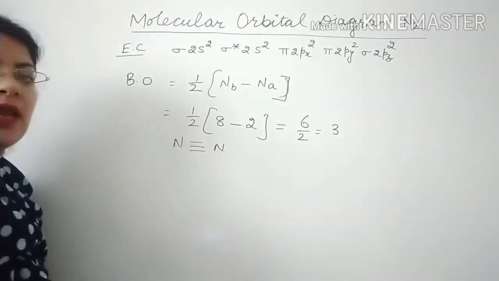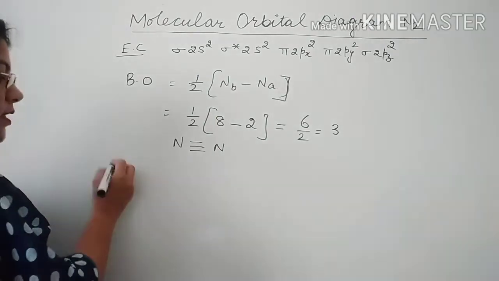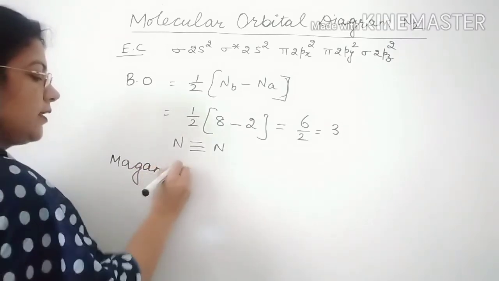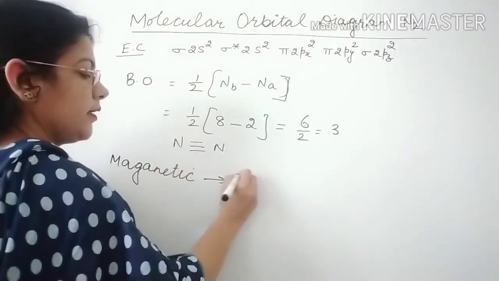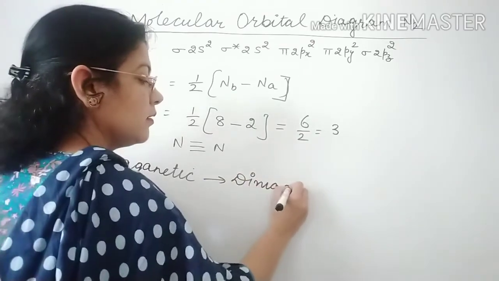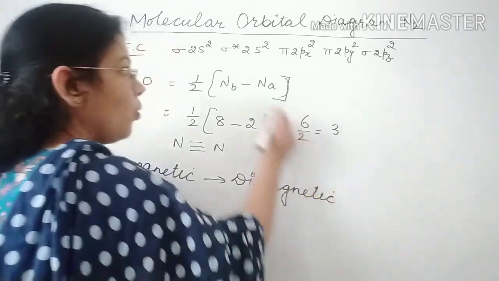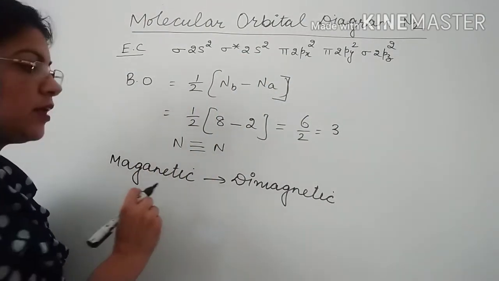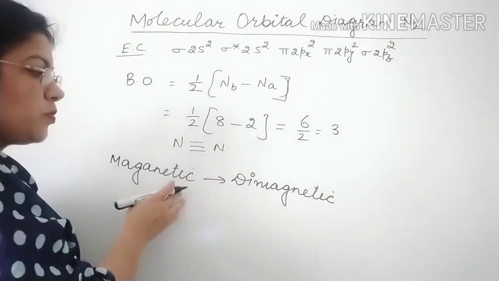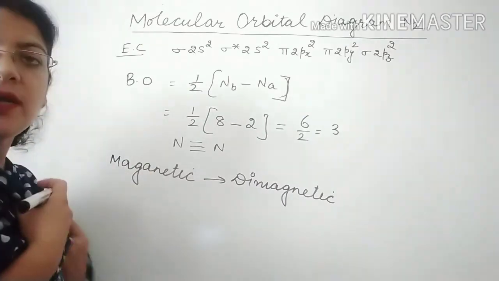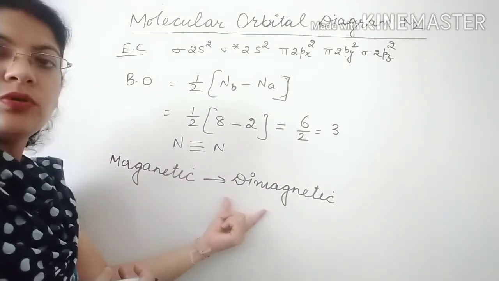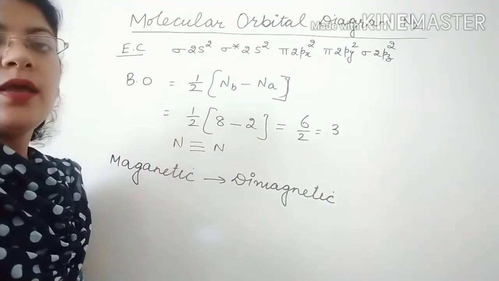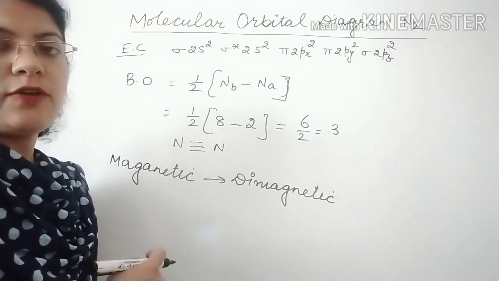And the last characteristic that we have to find is the magnetic character, and its magnetic character is diamagnetic. Why is it diamagnetic? As it has all the electrons paired. No single unpaired electron is present, so its magnetic character is diamagnetic. Diamagnetic means when it is put in an external magnetic field, this molecule is repelled by the magnetic field.